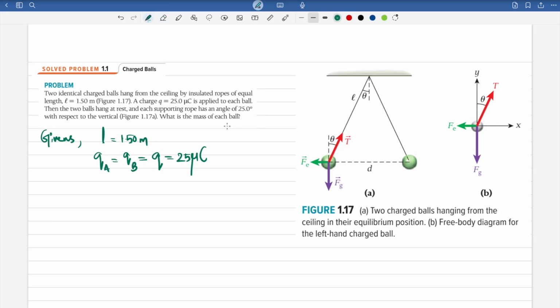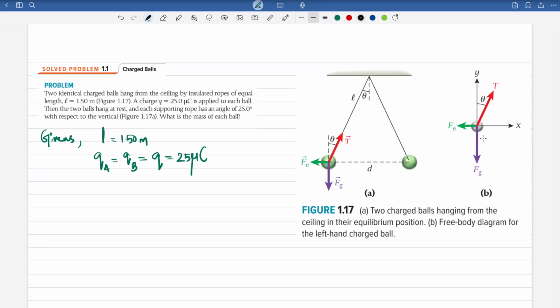Okay, so what else is given? Two balls hang at rest and each supporting rope has an angle of 25 degrees. That means if you draw a normal here, this angle theta is 25 degrees. That is also given. So we need to find the mass of each ball. You need to find the mass of this one and this one. Both of them will be the same. So we are going to find the mass of this particular ball.